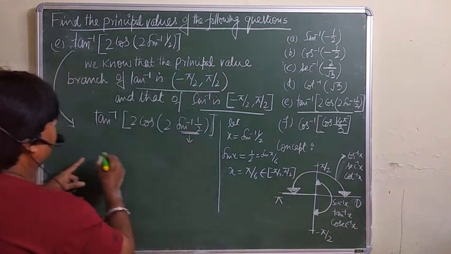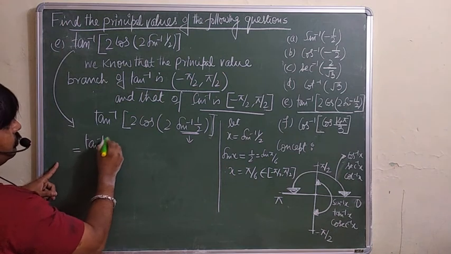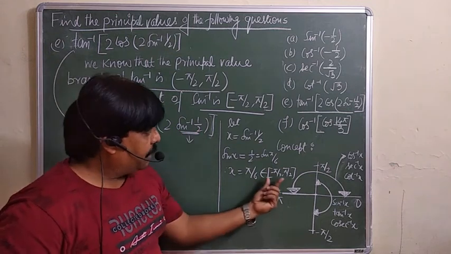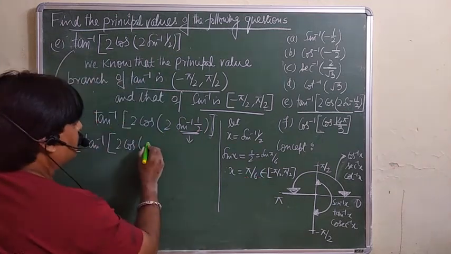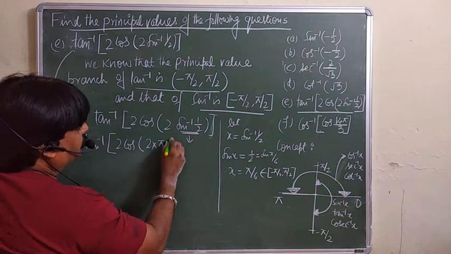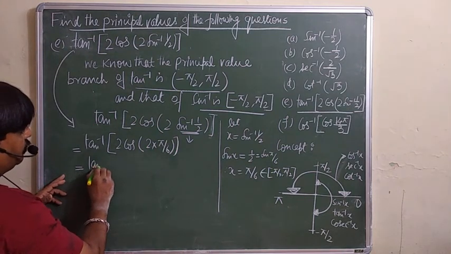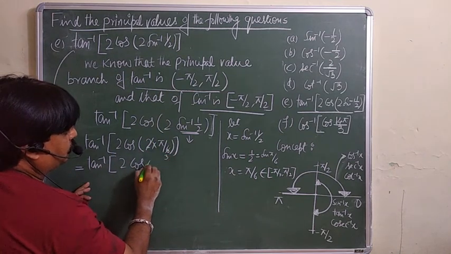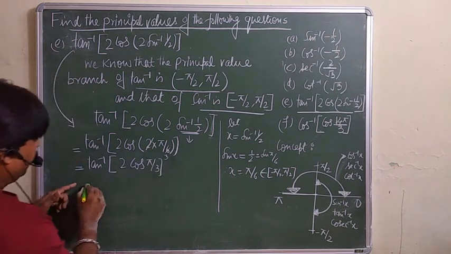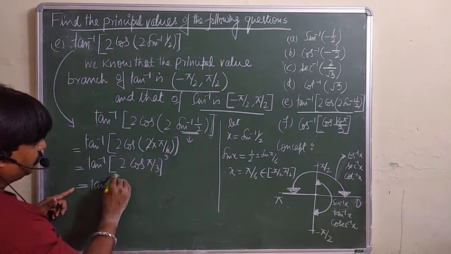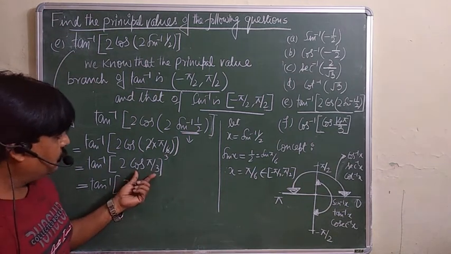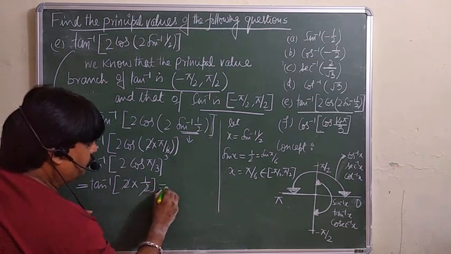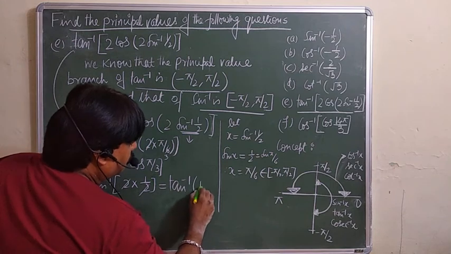So in place of this you can write tan inverse 2 cos, and in place of sin inverse 1 by 2 we can write pi by 6. So this is tan inverse 2 cos 2 into pi by 6, which is pi by 3. And this is equal to tan inverse 2 into the value of cos 60, that is also 1 by 2. 2 cancel. So finally we are getting tan inverse 1.